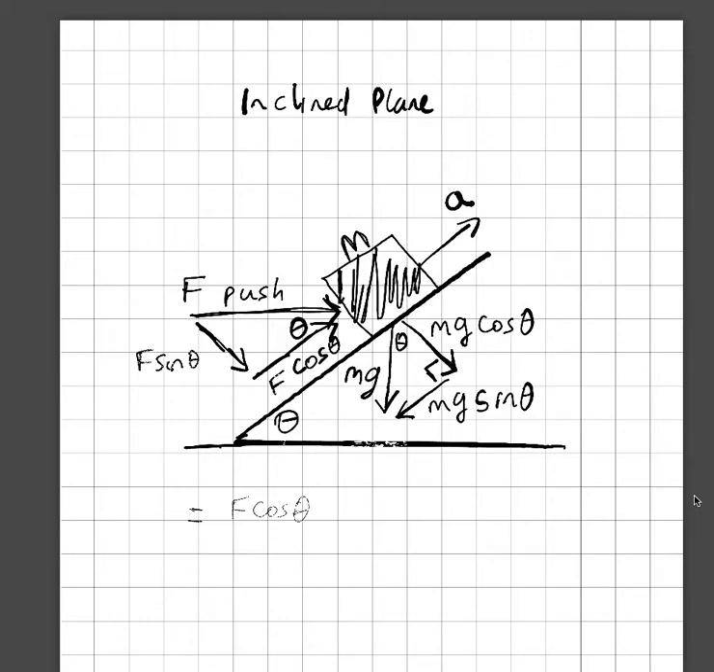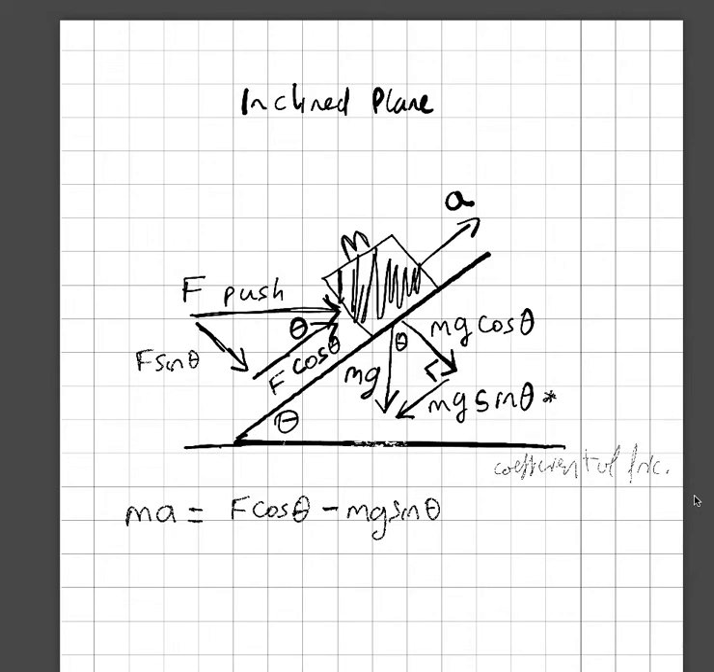But it has a resistance. That f cosine of theta is resisted by mg sine of theta, so we have to subtract that, mg sine of theta. That's the force down the plane. Now, if this was frictionless, that would be it. But we have friction going on, and there's a coefficient of friction called mu.